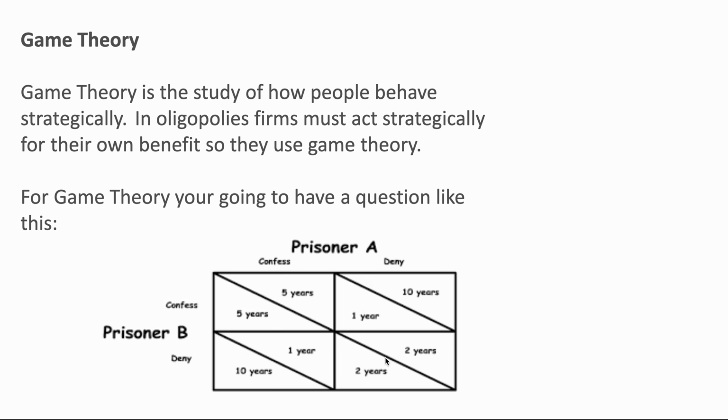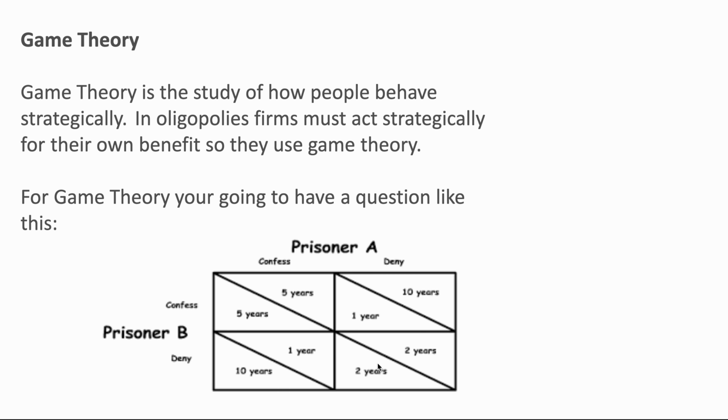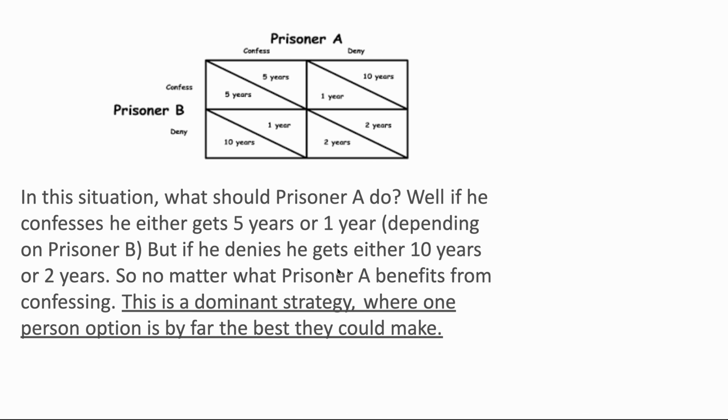So, what is the best for both of these individuals? Well, the best thing for them to do is collude, to work together, kind of like an oligopoly. So, they both deny it, they both get 2 years. That's the best case situation for both of them. So, what should prisoner A do? Well, if he confesses, he either gets 5 years or 1 year, depending on prisoner B. But if he denies, he gets either 10 or 2.